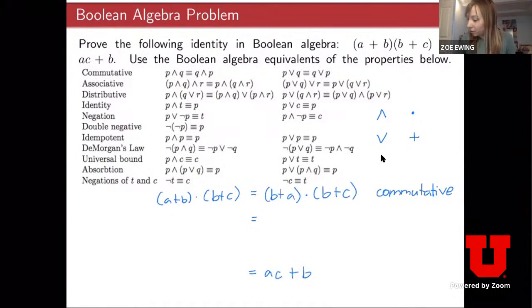And we have, so in this case, we're saying instead of P or Q, we have B plus A. And instead of P or R, we have B plus C. And in between, we have a multiplication. So what does that mean for the left-hand side?